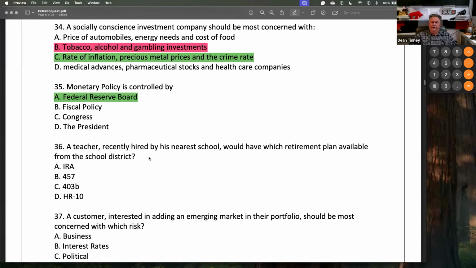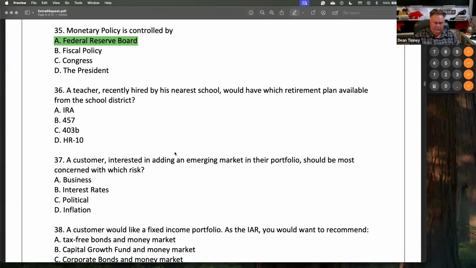All right. A teacher recently hired by his nearest school district would have which of the retirement plans available from the school district? That's very much a test question.